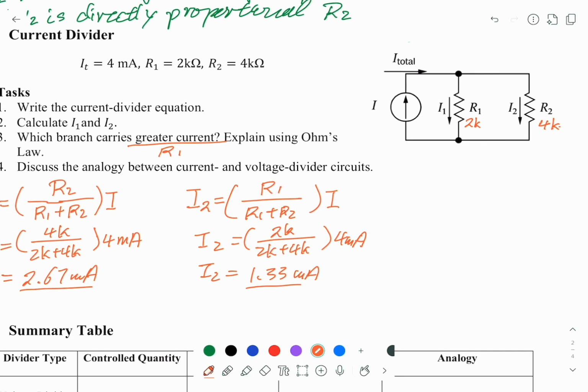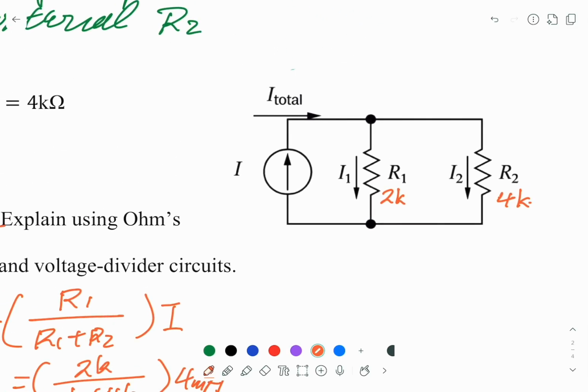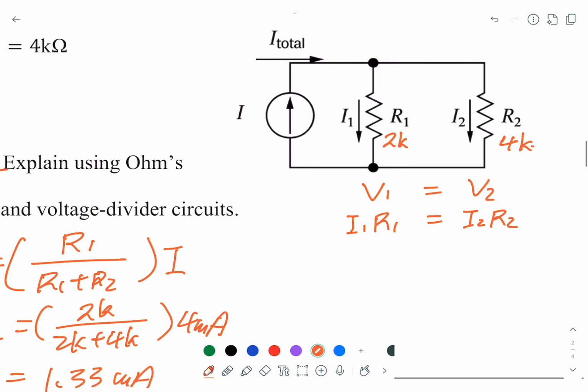Okay, we can use Ohm's law to explain. Because R1 and R2 are connected in parallel, V1 must equal V2. So I1 R1 must equal I2 R2. So we can say because R2 is higher, I2 must be lower.